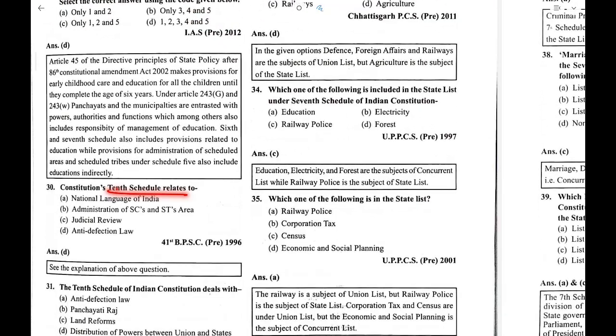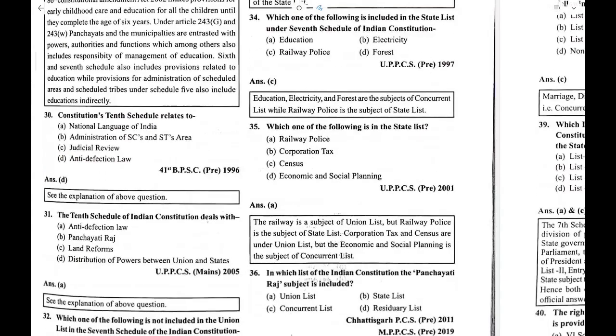Now 10th schedule relates to anti-defection law. It was added by 52nd Amendment Act.